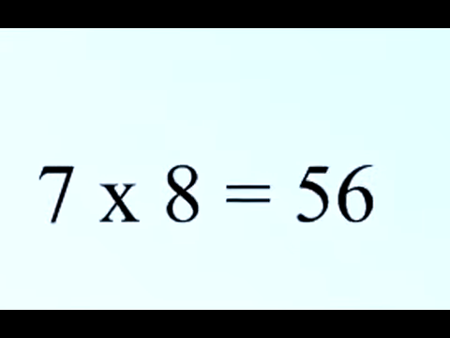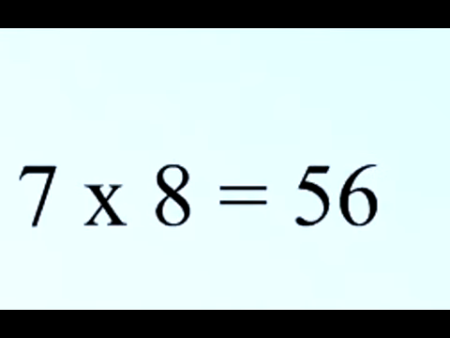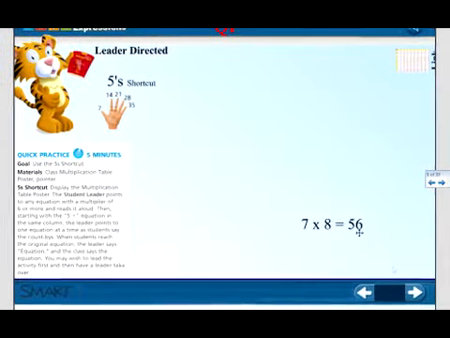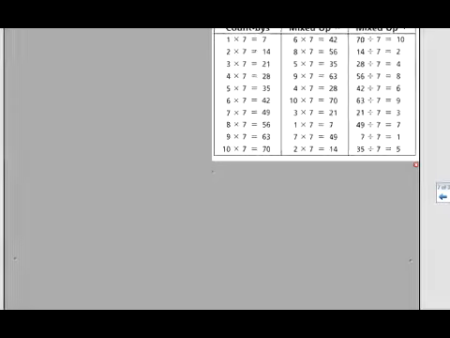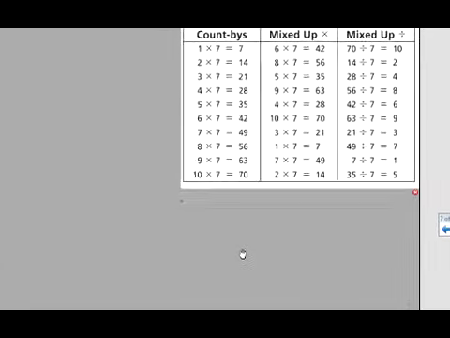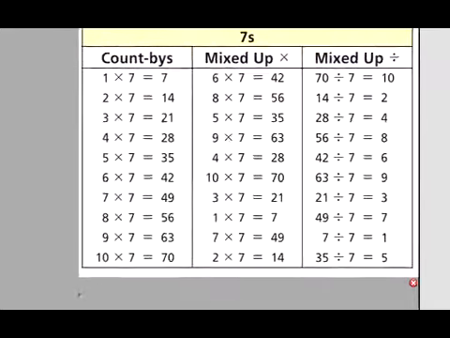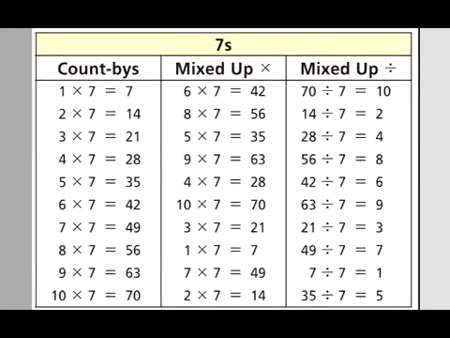Try doing another couple numbers using your right hand to show that you have 7 times 5 equals 35. And remember, you can also use the calendar to count by sevens. So quick practice, count bys. Count with me. 1 times 7 equals 7. 2 times 7 equals 14. 3 times 7 equals 21. 4 times 7 equals 28. 5 times 7 equals 35. 6 times 7 equals 42. 7 times 7 is 49. 8 times 7 is 56. 9 times 7 is 63. And 10 times 7 is 70.